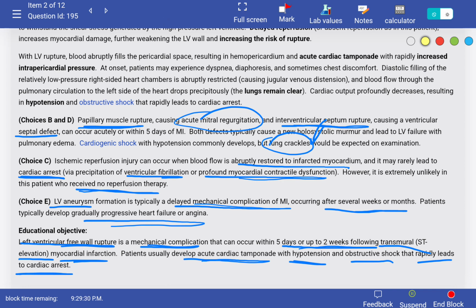And why not option C? Because over here there is no reperfusion therapy. And left ventricular aneurysm formation, this is a late phenomenon.